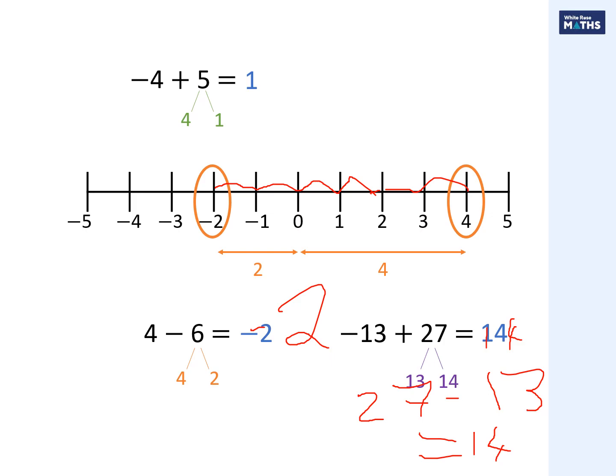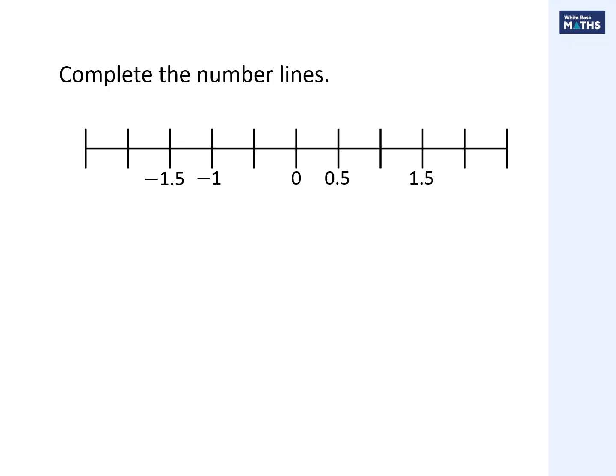There we go, okay? Next one, okay, so complete the number line. So it is going to be minus 0.5 actually, so it's going to be here 0.5s, okay? Then that'll be 1, 2, and 2.5, minus 2 and minus 2.5, okay?